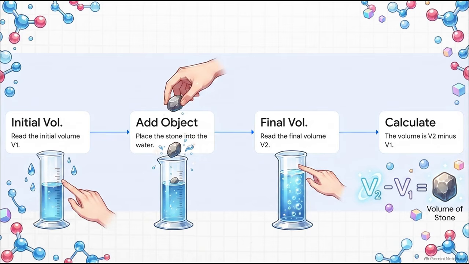You start by filling up a measuring cylinder with water and reading the initial volume, which we'll call V1. Then you carefully drop your stone right into the water. Naturally, the water level rises. You then read the new, higher volume, which is V2. The difference between those two numbers, V2 minus V1, gives you the exact volume of the stone. The space the stone takes up literally pushes the water exactly that same amount up the cylinder.